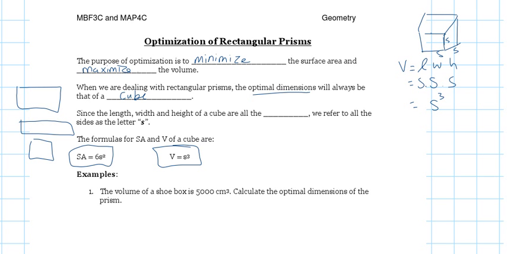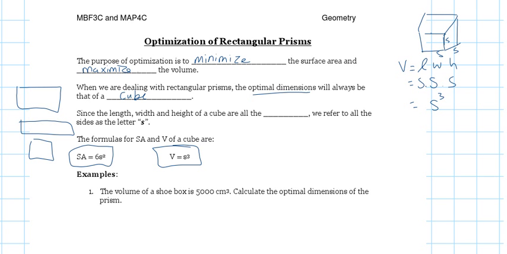Okay? So anytime I want to optimize on a rectangular prism, I'm going to pick a cube. When I'm picking the cube, the formulas that I will use for the surface area and the volume are not the ones in your formula sheet. They're these ones: the volume of a cube is S cubed, and the surface area of a cube is 6S squared. Are you guys okay with how we got these formulas?